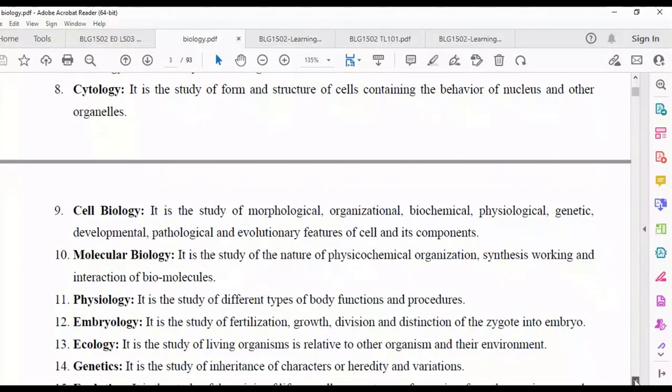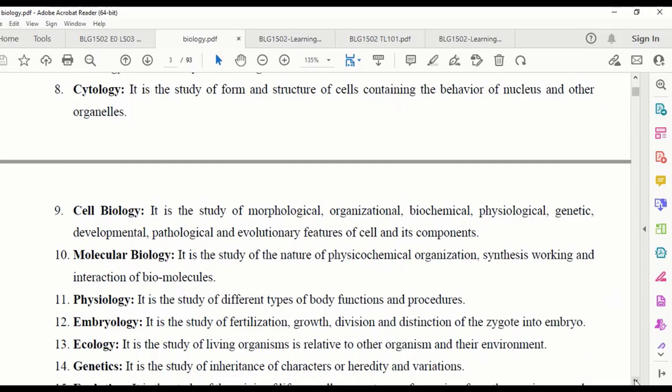Cell biology is a combination of the study of morphological organization and biochemical, physiological, genetic, developmental, pathological, and evolutionary features of a cell and its components. That's what you find in cell biology. Then molecular biology is the study of the nature of the physicochemical organization of the synthesis which are working and interacting with other biomolecules.